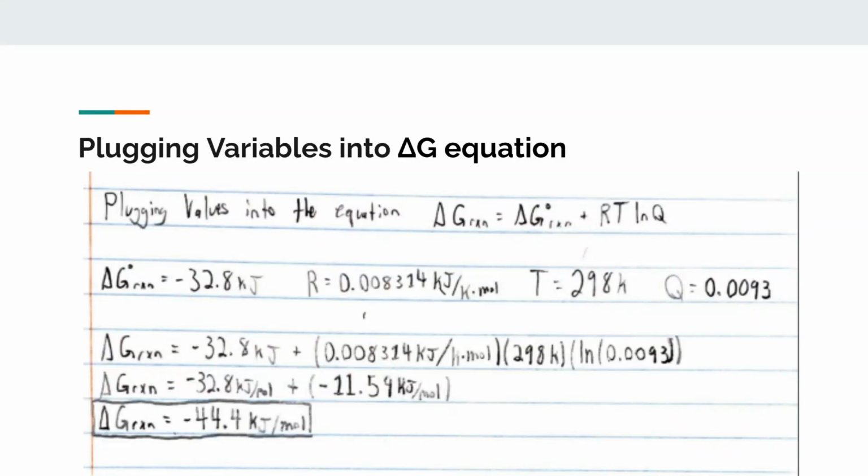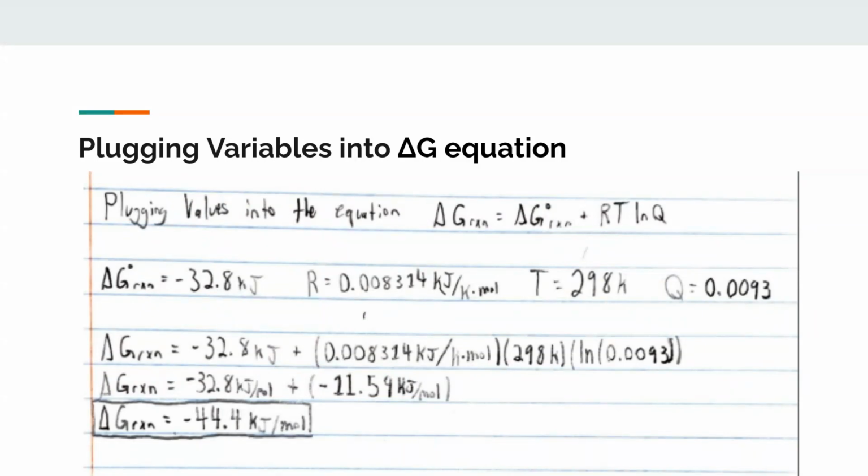So now we have all of the appropriate variables to plug into our equation. So we have delta G at standard conditions, which is minus 32.8 kilojoules, R, which in the kilojoule form is 0.008314 kilojoules per Kelvin mole, temperature, which is 298 Kelvin, and Q, which is 0.0093. Now, plugging it into the equation below and doing all the math, the appropriate multiplication and the addition, comes out to minus 44.4 kilojoules per mole.